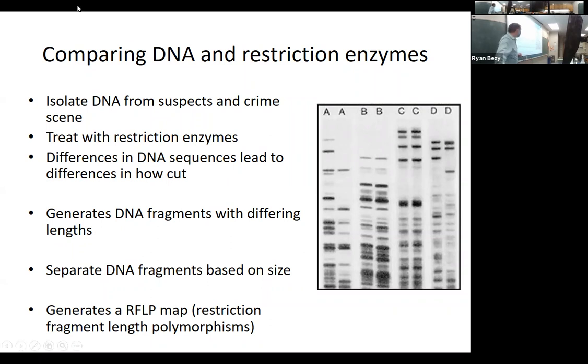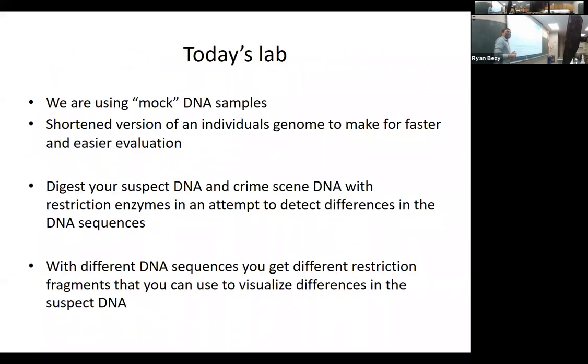Now, it's not going to be a big, complicated one like this one. It's going to be probably only about 4 or 5 bands. But we're just doing a small scale version of this, but it's really what's done in practice as well. Again, we're going to be using these mock DNA samples, just a shortened version of an individual genome, to make for faster, easier evaluation. But in practice, it's not that different if you're actually doing it on real crime scene samples.